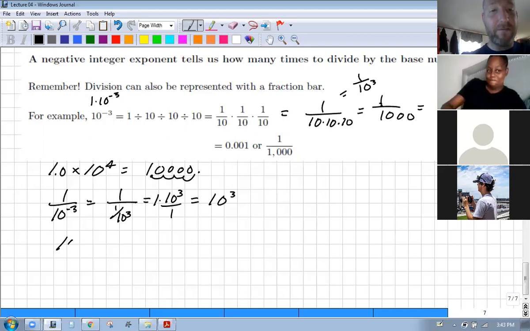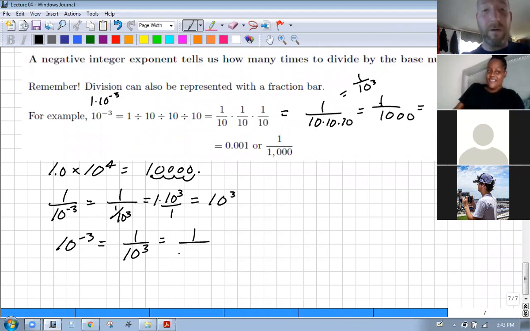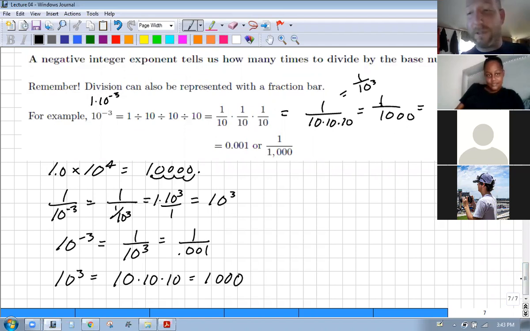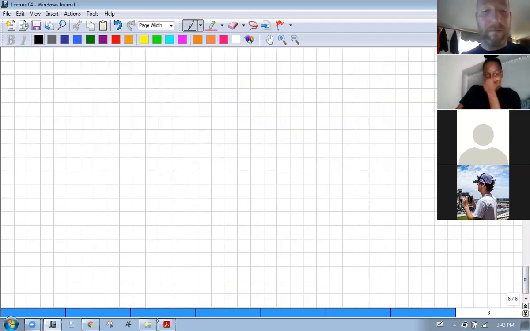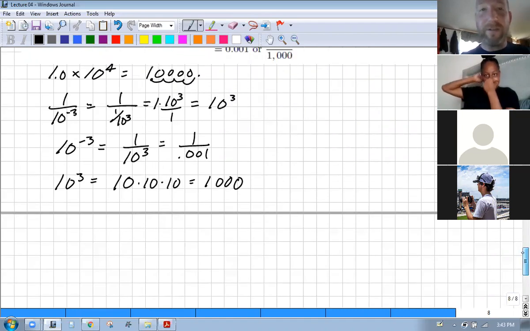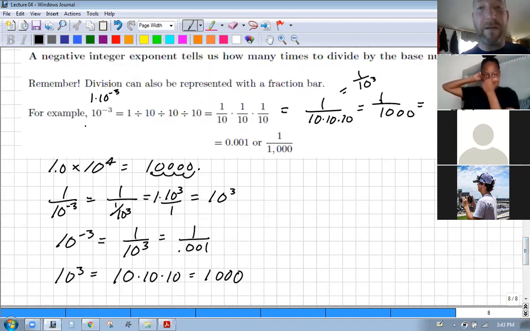So 10 to the negative 3 is 1 over 10 cubed, or 1 over 1,000. 10 cubed is 10 times 10 times 10, or 1,000. All right, you'll get to practice with this plenty. So the key here is when you have the negative exponent, you're dividing a lot. That means it's going to make your number smaller.